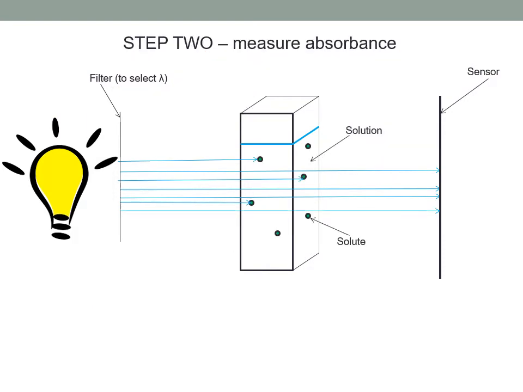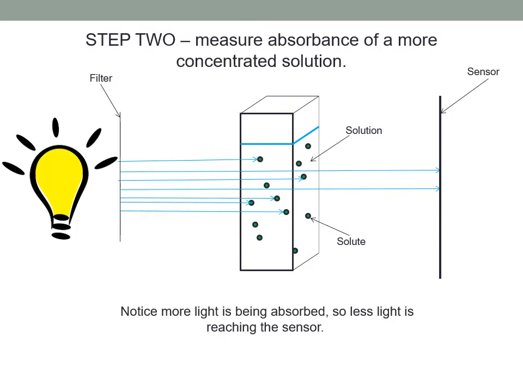Step 2, we can introduce our solution, and in this case our solution is what we ultimately want to know the concentration of. And as I've tried to diagram here, certain solute particles will absorb photons of light, preventing them from reaching the sensor. So you'll notice that less light has reached the sensor because some of the photons have been absorbed by our solute. If we increase the concentration, more photons will be absorbed and even fewer will reach the sensor. That's the whole concept of relating concentration to light absorption.